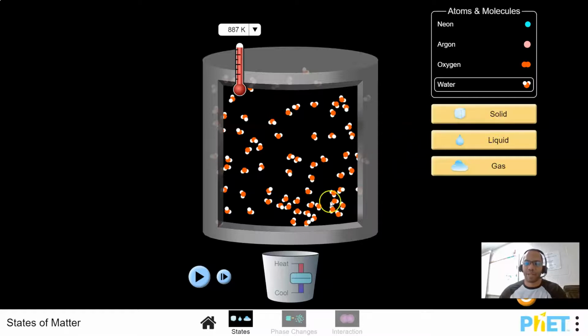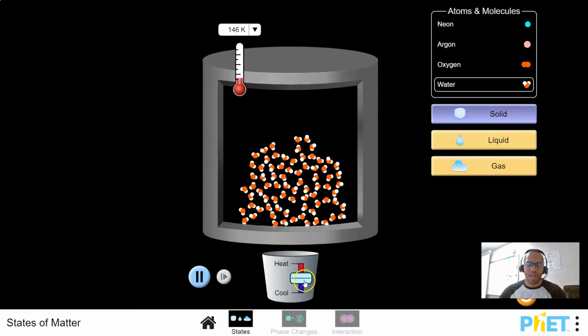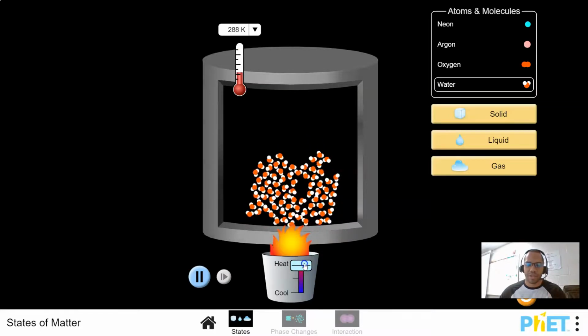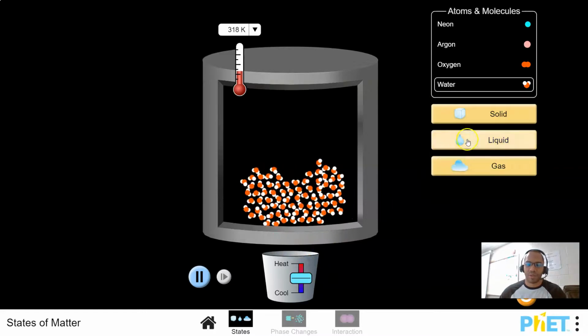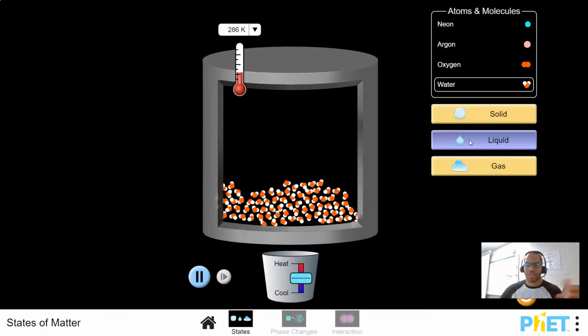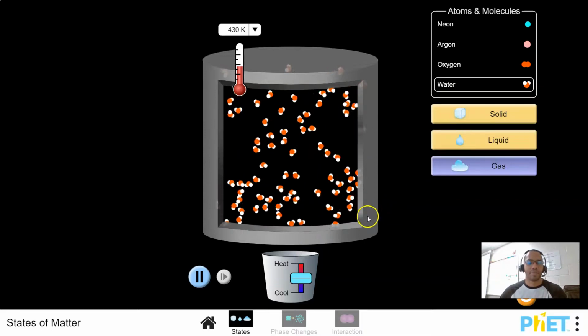Remember that in all the states they have kinetic energy, so they're moving around. But as you increase the temperature, we're going to go ahead and go back. As we increase the temperature, we increase the kinetic energy, and it then goes to the next phase, which is liquid. And then if we increase the temperature or increase the heat, which eventually leads to increase in temperature, eventually it becomes a gas.